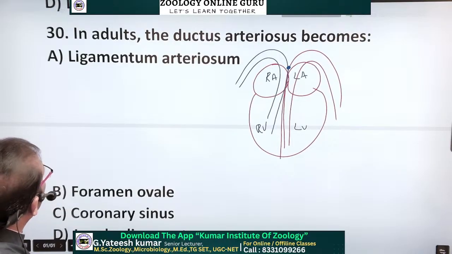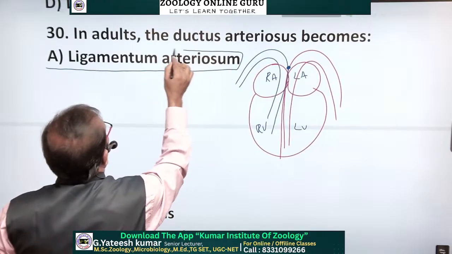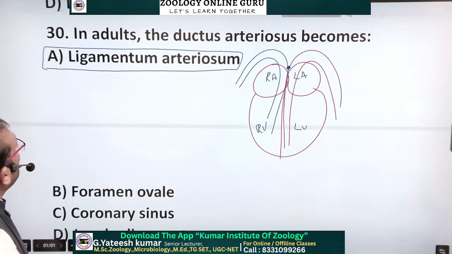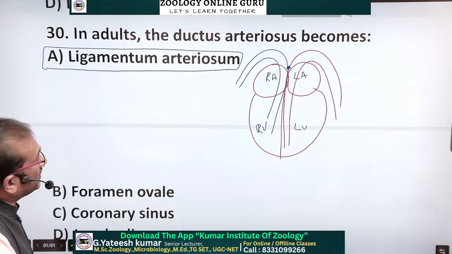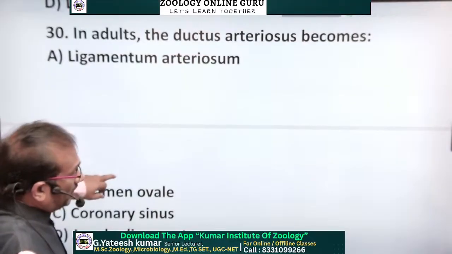In adults, that ductus arteriosus becomes the ligamentum arteriosum. So the 30th question's answer is ligamentum arteriosum. Ductus arteriosus becomes ligamentum arteriosum.